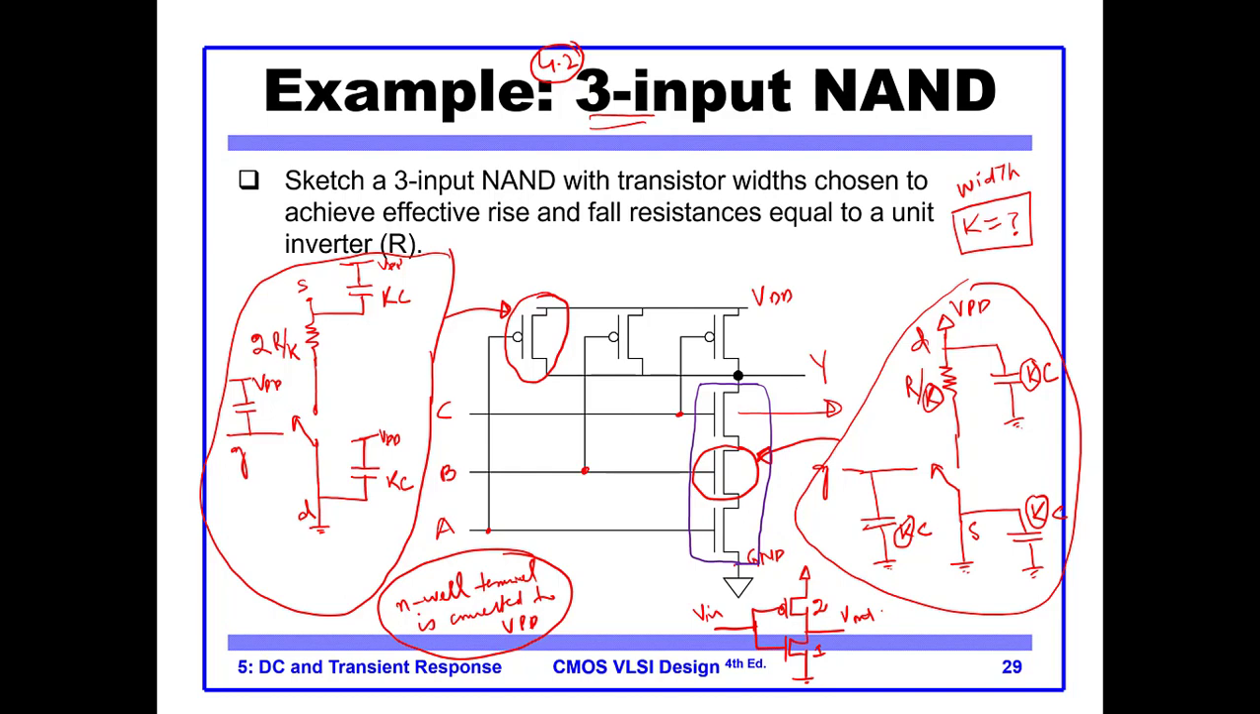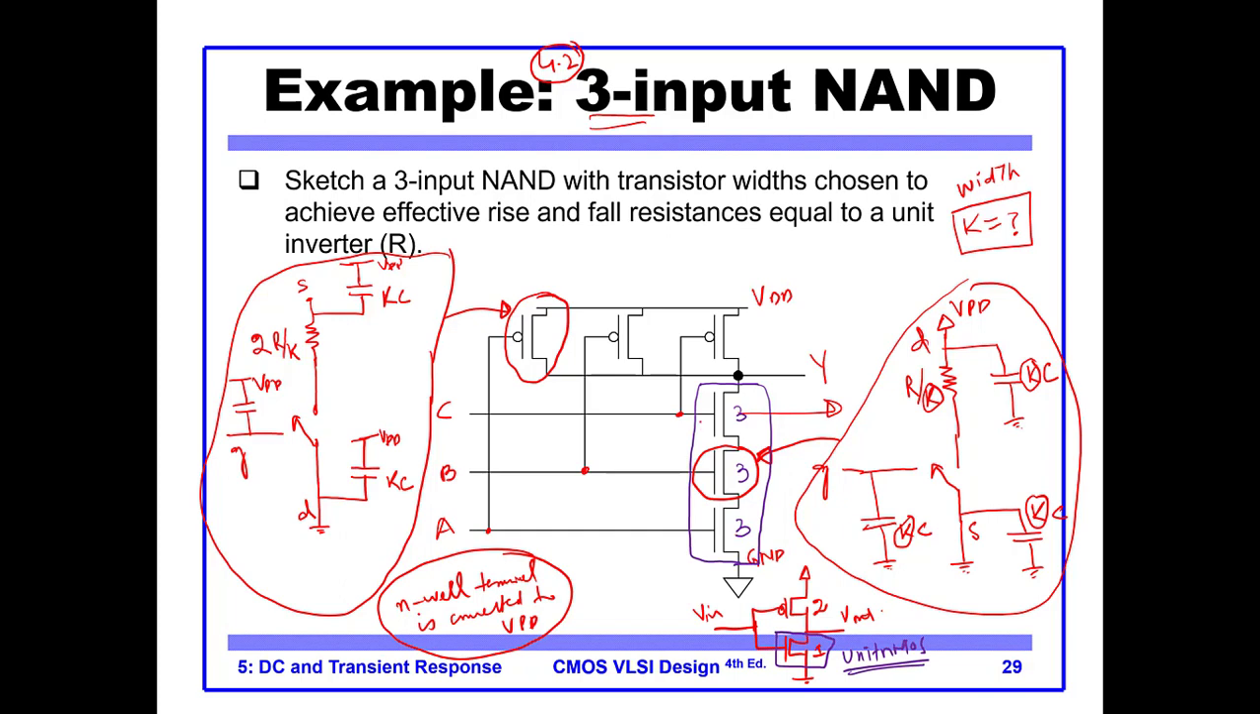the resistance of all the 3 should be equal to the resistance of a unit NMOS. So this is called the unit NMOS. In order for these 3 NMOS to have the same resistance, or the same current capability, as a unit NMOS, the size should be equal to 3. So the W is equal to 3.